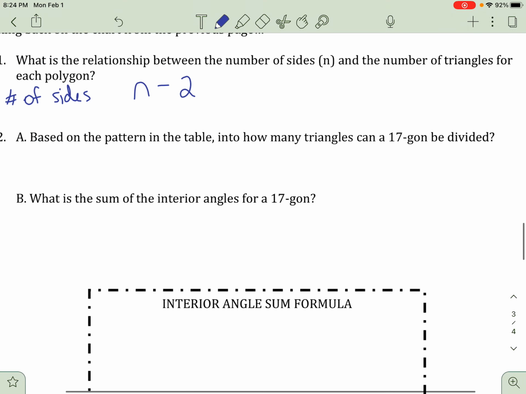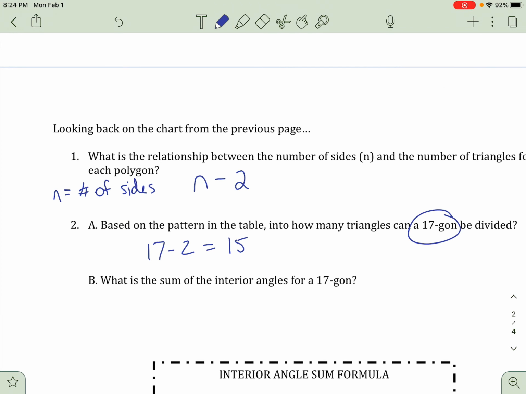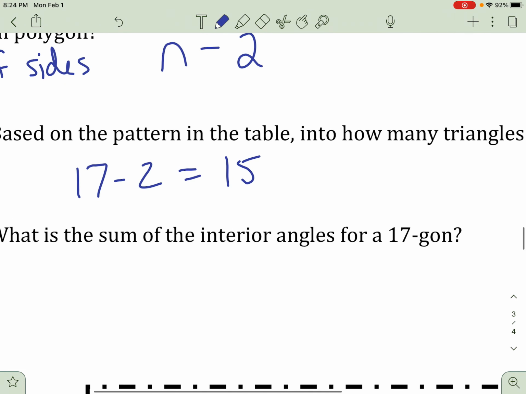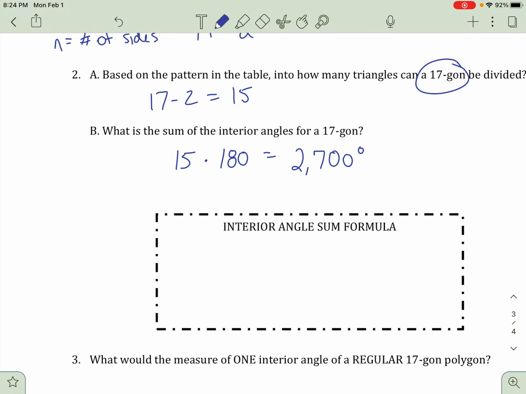Based on the pattern in the table, into how many triangles can a 17-gon be divided? Well, a 17-gon has 17 sides, so that would be 17 minus 2, which is 15 triangles. So what is the sum of the angles of a 17-sided figure? It's 15 times 180, which, off the top of my head, I don't know, so I plug it into my calculator and I get 2,700 degrees.